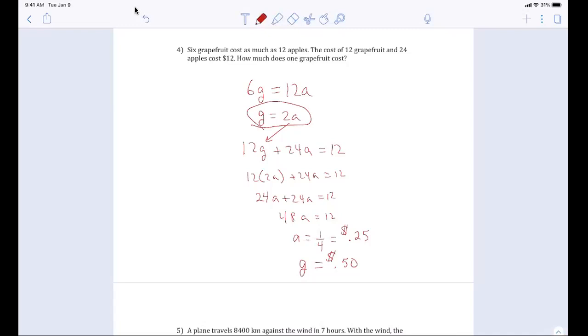I don't think that was too bad. Where do you get 12 times 2A from?